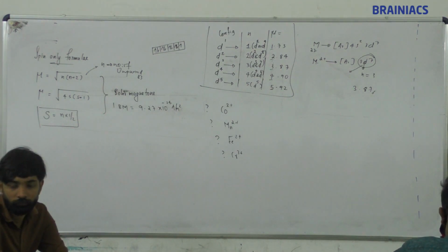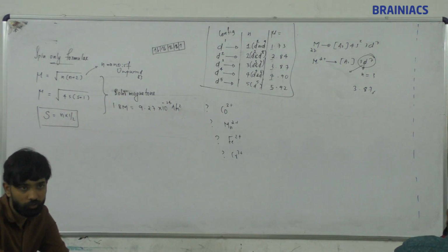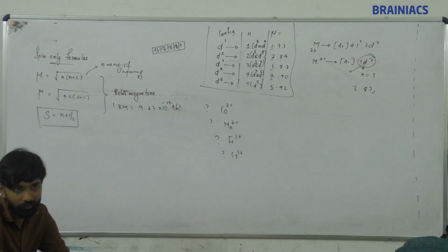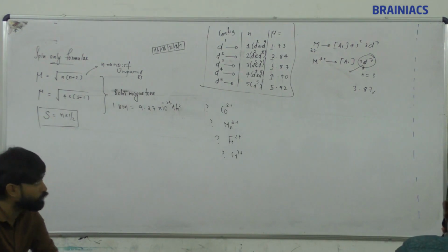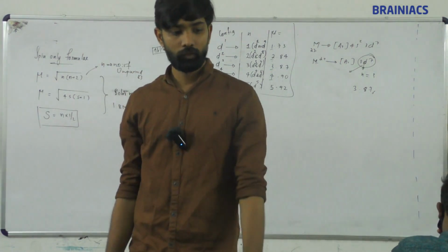Okay. Cr3+, we know 3d3. It is already discussed. Okay. 3d3, so n is 3. Fine. So that's all about the magnetic moment. They may ask to find a magnetic moment.